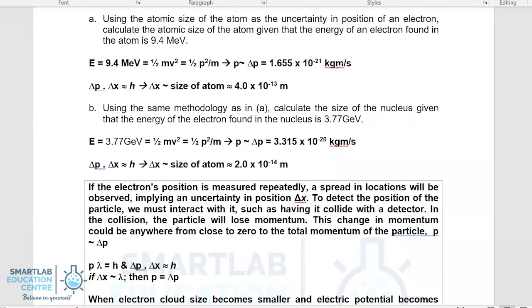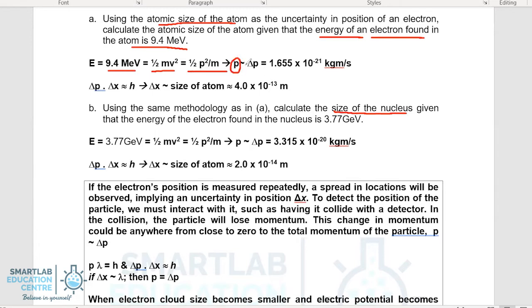Okay, let's take a look at now how we can use the Heisenberg's uncertainty principle to determine the atomic size of the atom and the size of its nucleus. The information given is that the energy of an electron found in the atom is 9.4 MeV. So 9.4 MeV is actually the kinetic energy of the electron, and we can make KE equal to p squared over 2m. The purpose is to actually determine the momentum.